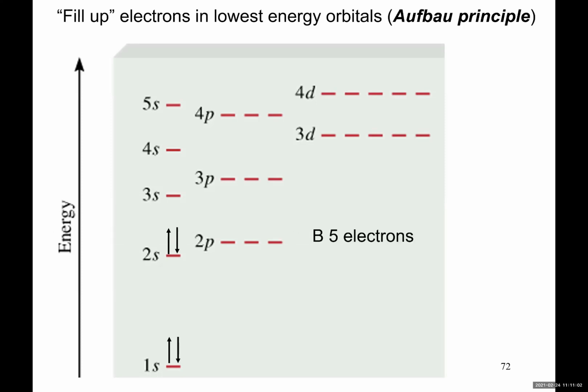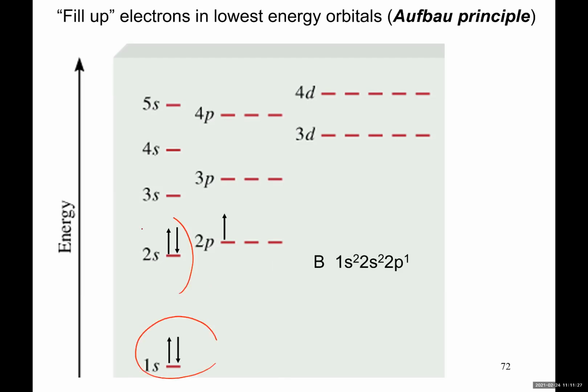What about boron with 5 electrons? Where would the 5th electron go? Because 1s and 2s are filled, there is no choice for the electron but to go to 2p. So the electron configuration for boron is 1s2, 2s2, and 2p1.